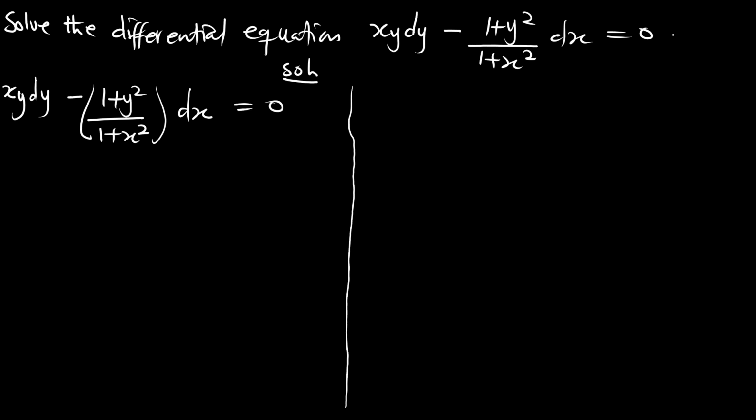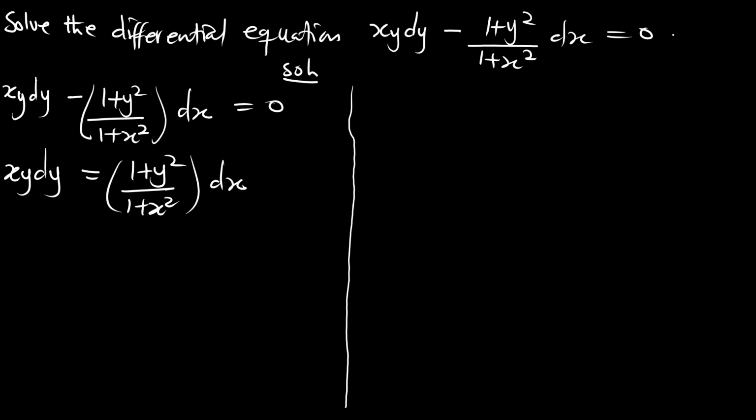I want to do the separation by getting the y on one side and the x on the other side. So this is what I'm going to get: I'm trying to have xy dy equal to (1 + y squared) over (1 + x squared) dx on the other side of the equation. Now, we are not done yet, right? We still have y over here and we have x over here. So I can divide both sides by x and also divide both sides by 1 plus y squared.